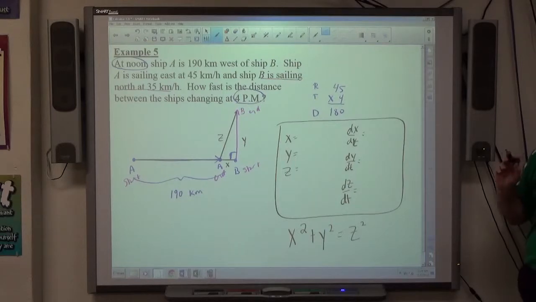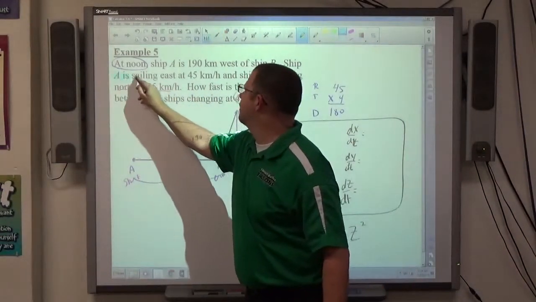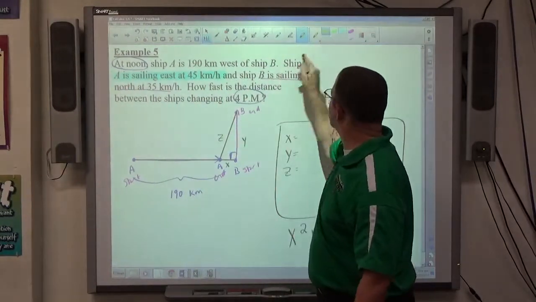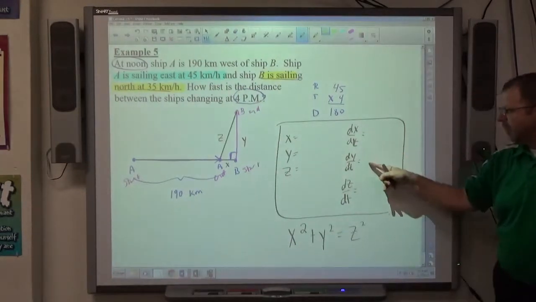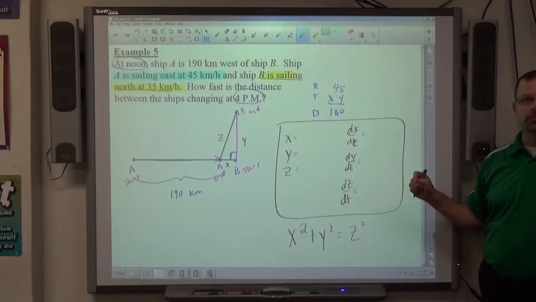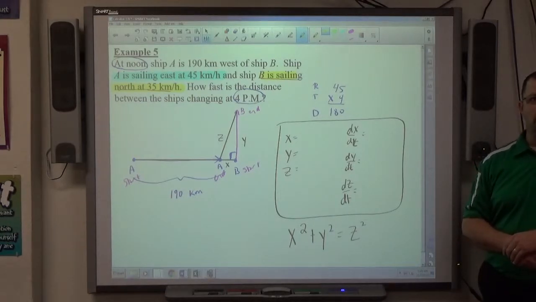Notice I'm given two speeds. It's very important that you see that. Ship A is sailing east at 45 kilometers per hour. Ship B is sailing north at 35 kilometers per hour. That's two different rates, right? Given two rates, I'm allowed to do a third rate. You're always allowed to use one more variable than the number of rates you're given in the problem. So that's why I was comfortable putting three variables in this picture.